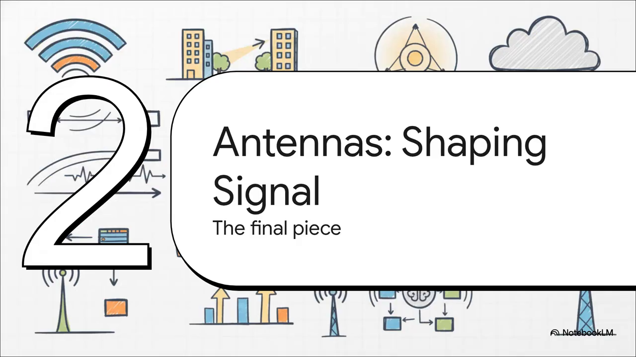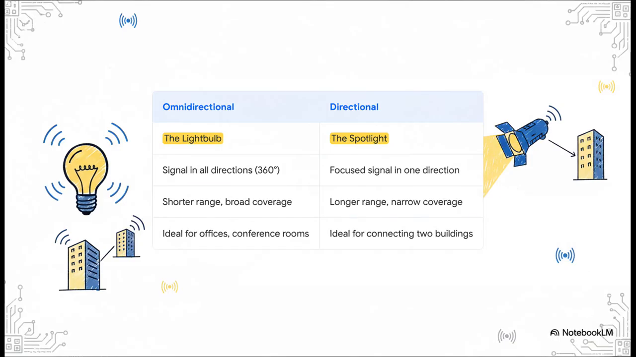Okay, we've covered the signal, the rules, and how we manage the whole thing. But there's one last super critical piece of the puzzle that dictates how that signal actually travels through the air, and that's the antenna. Oh, I love this analogy. It makes it so clear. An omnidirectional antenna is basically a light bulb. It casts its signal out in all directions, a full 360-degree donut shape around it. This is perfect for filling a typical office or a conference room with Wi-Fi.